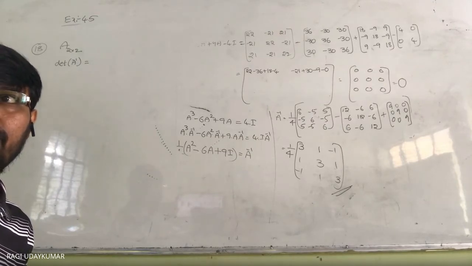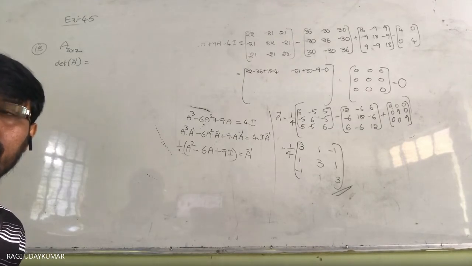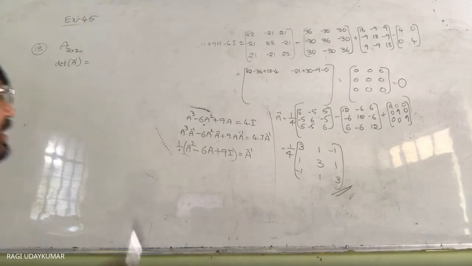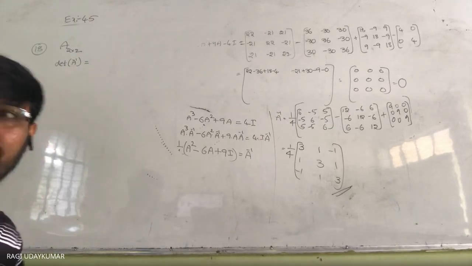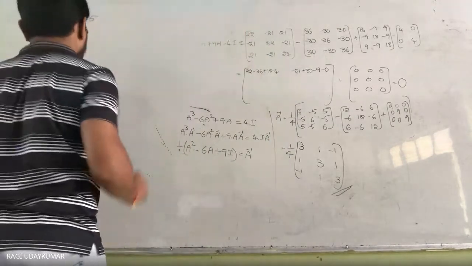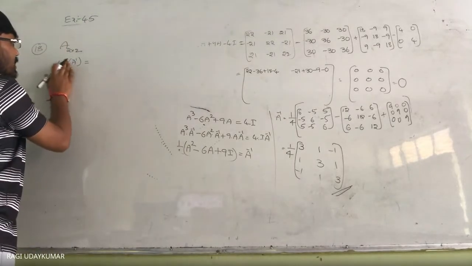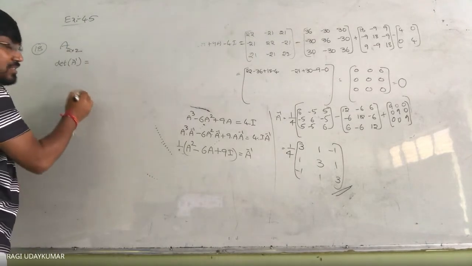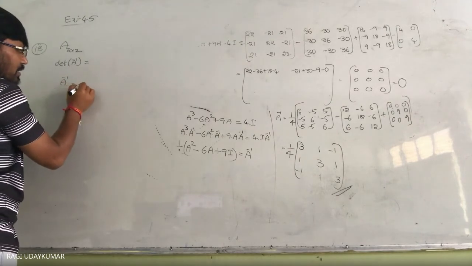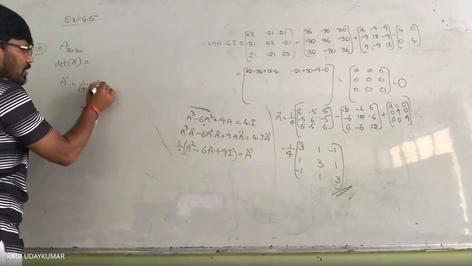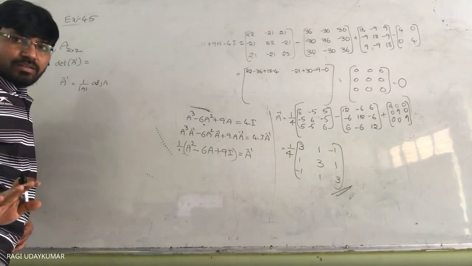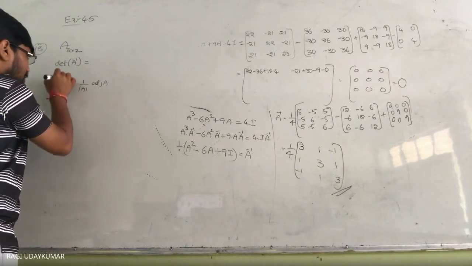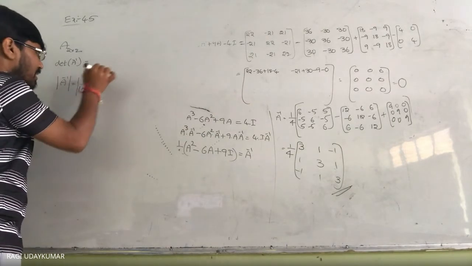What happened? Not getting any idea? What is A inverse? It is 1 by determinant of A into adjoint of A, isn't it? First, it is asking you to find the determinant of A inverse. First, what is A inverse? Right, 1 by determinant of A into adjoint of A. And you are asked to find the determinant of this matrix.